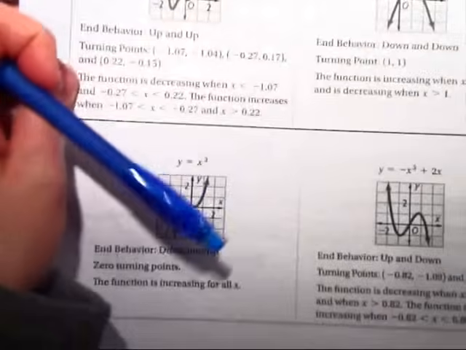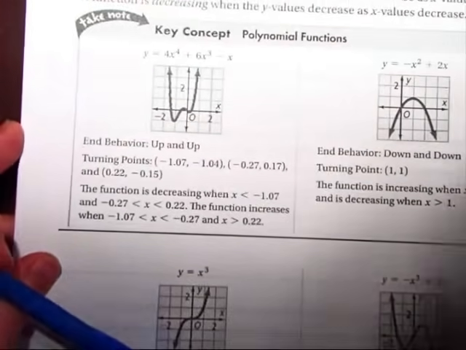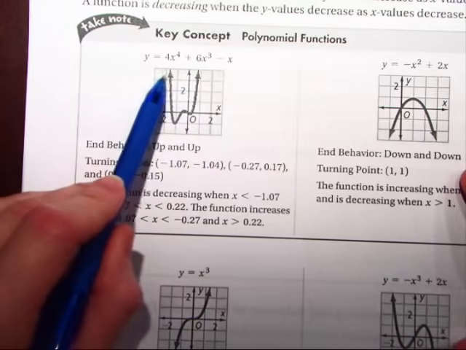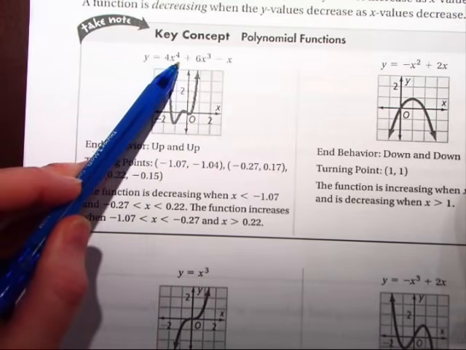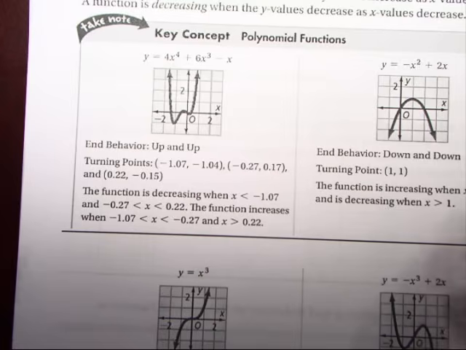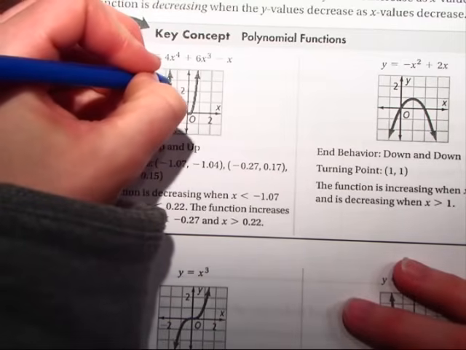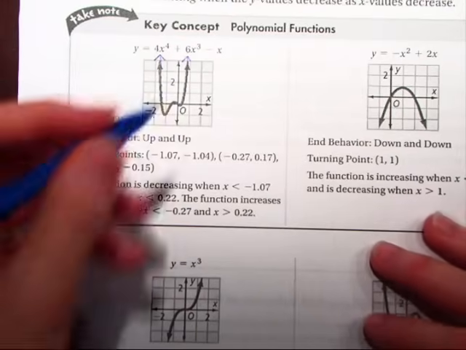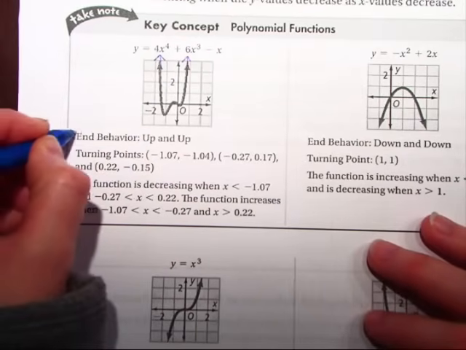So let's take a look at this particular example here. Can you see how this one, first of all, we have a power of 4, okay? And can you see how this ends up going up and up? Okay, that's what we call its end behavior.